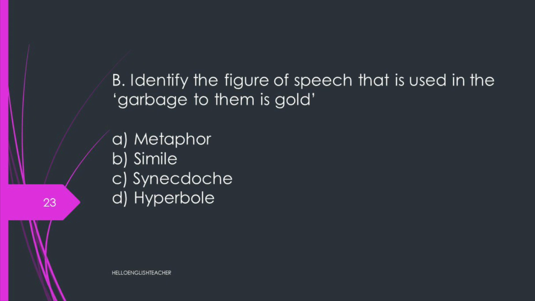So the next question, identify the figure of speech that is used in garbage to them is gold. So here metaphor, simile, synecdoche, hyperbole. So the answer is hyperbole, because hyperbole is a way of speaking or writing that makes something sound better or more exciting than it really is. So here garbage is compared to gold.